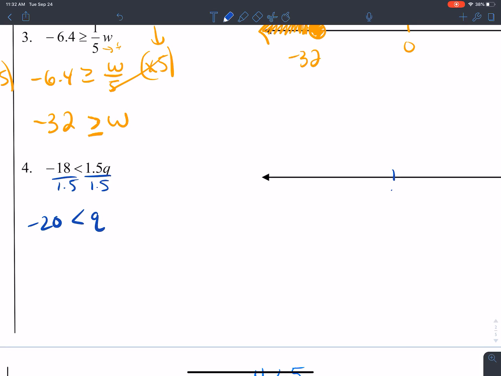So as we graph our solution, negative 20 is there, put an open circle, and Q is the biggest thing because the inequality is facing Q, so we want the numbers bigger than negative 20.